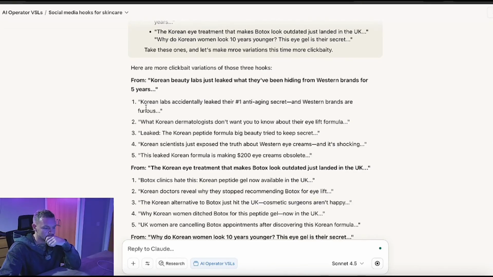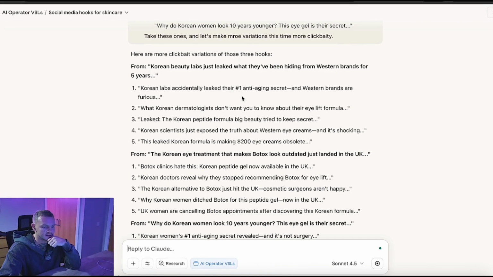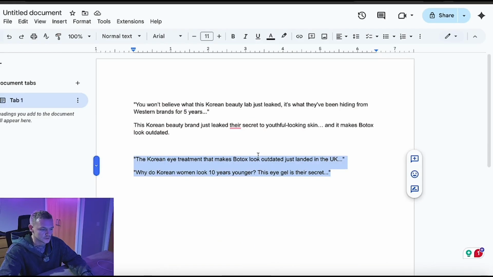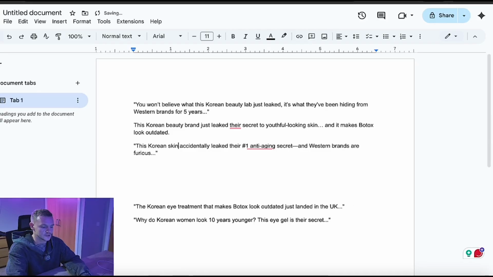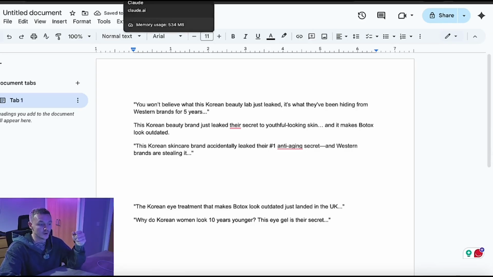Now we're getting somewhere. Korean labs accidentally leaked this, and Western brands are furious. So let's take this in. This Korean skincare brand accidentally leaked their #1 anti-aging secret. Western brands are stealing it. Something like that. Because remember, we need this to be really powerful, and we need to really drive some curiosity here, because if we're going to get someone to sit down and watch a 7-minute VSL, we need to hook them in at the very start.